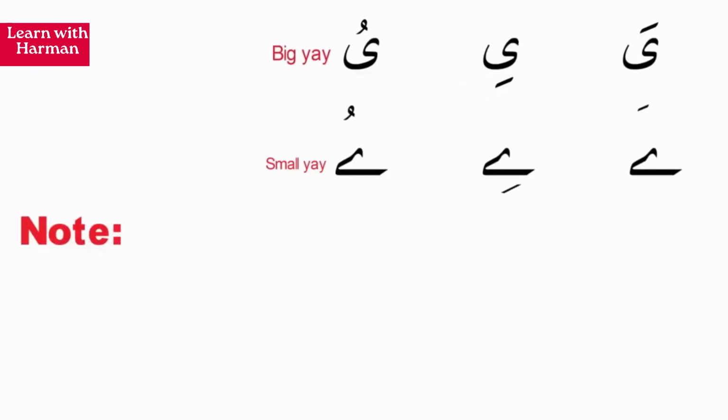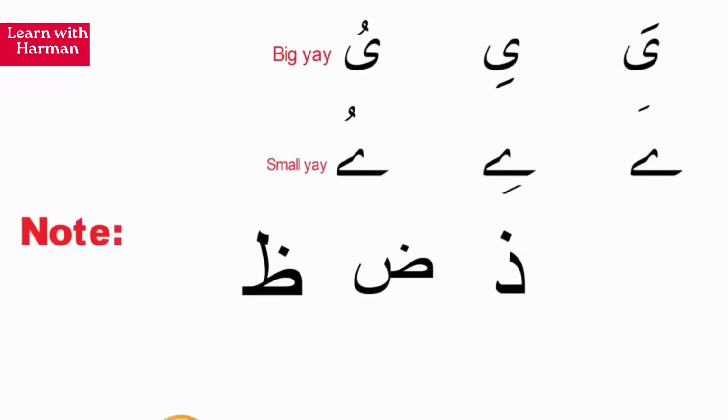Note: as you can see, some letters are making the same sounds like Zal, Zwat, and Zoy. Actually, they have different sounds, but you will understand them when you start learning Urdu words and sentences, and I will explain them in the future videos. Okay? So don't worry about this confusion. And this is the end of the video.